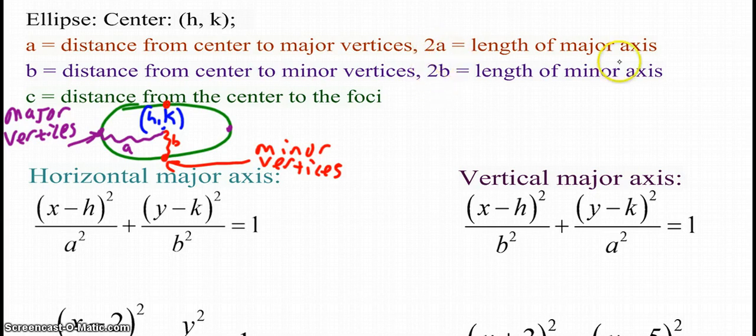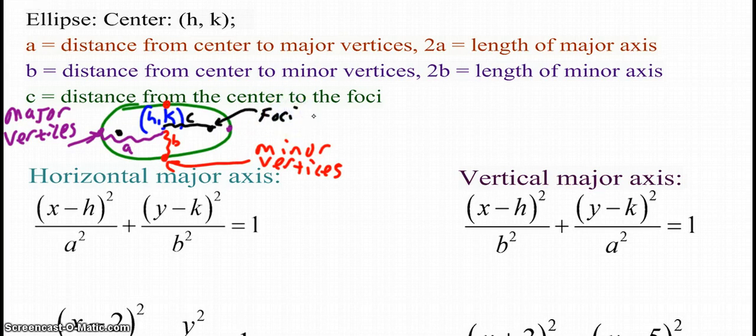So that's the distance from the center to the minor vertices. So 2a is the length of the major axis, because a is from the center to here, and a is from the center to here. So 2a would be the length of the major axis, 2b would be the length of the minor axis. So what is this c? c is the distance from the center to the foci. Where are the foci? Well, the foci are somewhere along the major axis. In this picture, I don't know exactly where they are, but we'll say that I have one of them here and one of them here. So this distance right here would be the distance c. And that is my foci.